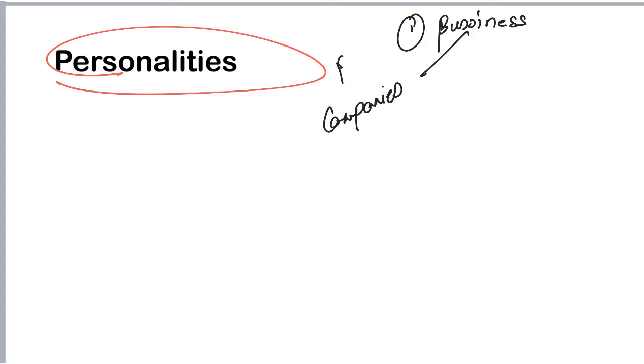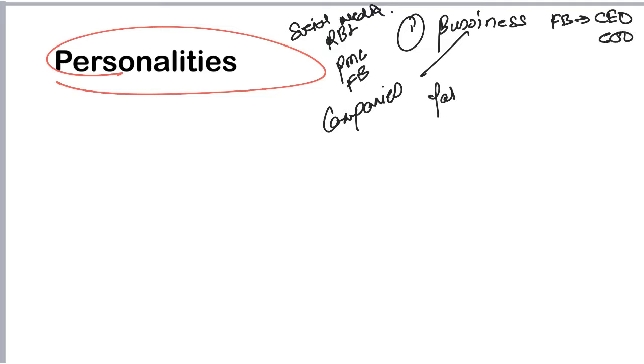Currently you have PMC in the news, because it's completely screwed. You've got RBI in the news, you've got Facebook in the news, you've got a lot of social media companies in the news. So you've got to remember all these CEOs, all these COOs. When you talk about Facebook, a lot of people know the CEO of Facebook, but people don't know the COO of Facebook. When you talk about Yahoo, a lot of people don't know the CEO of Yahoo, but they know the CEO of Google.